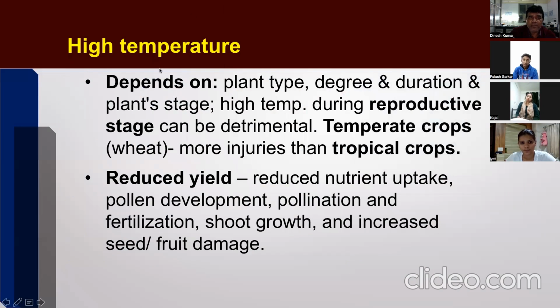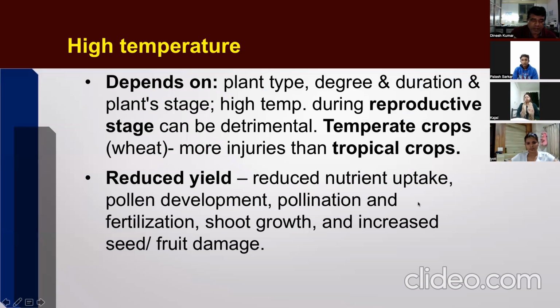High temperature damage depends on plant type, degree and duration, how long you are giving high temperature, and the plant's age. At a younger age, plants may be more susceptible to high temperature than at adult age or other stages. High temperature during the reproductive stage can be very detrimental. Temperate crops like wheat suffer more injuries than tropical crops because of high temperature, and yields are reduced.